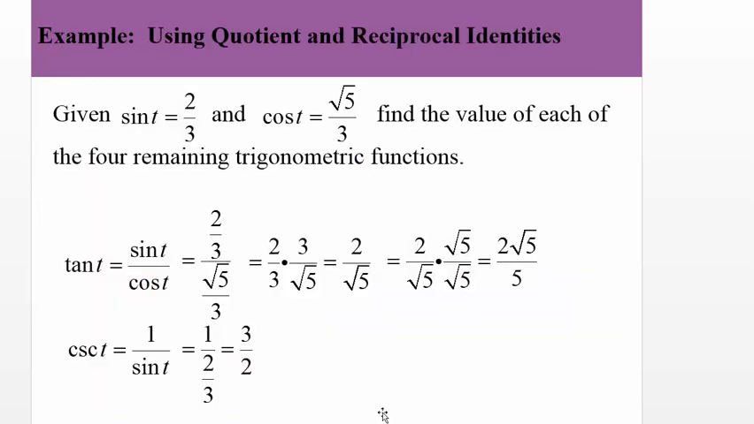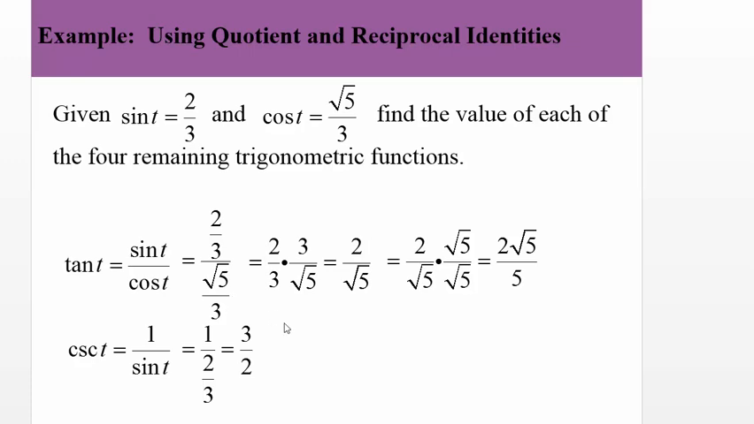So we'll look at an example here with some numbers thrown in. It says, given the sine of t is 2/3 and the cosine of t is the square root of 5 over 3, find the value of each of the four remaining trigonometric functions. So they want us to go ahead and find the others here. The tangent would be the sine over the cosine. So they plug those numbers in for sine and cosine.